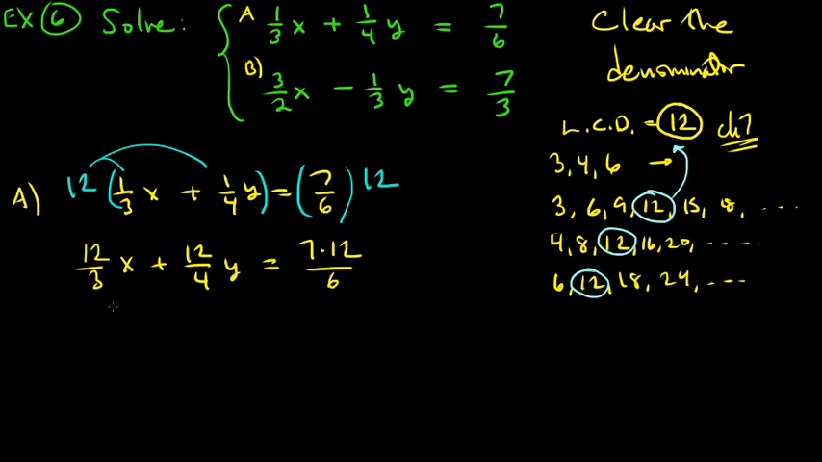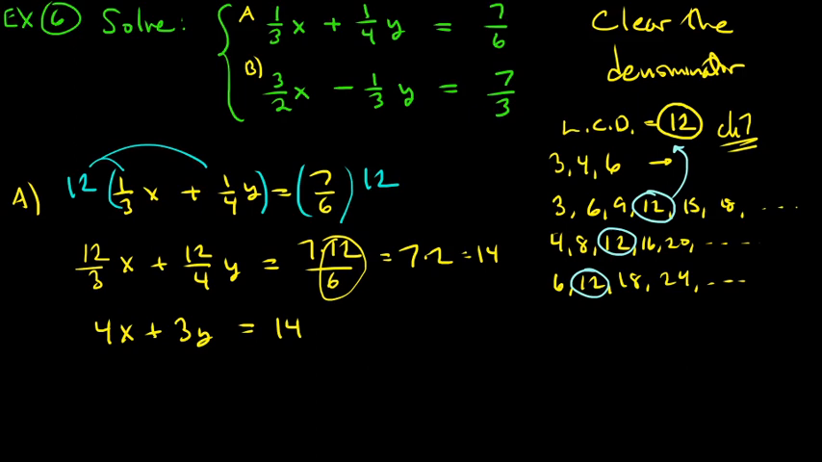Now 12 divided by 3 is 4, so 4x. 12 divided by 4 is 3, so 3y. And instead of doing 7 times 12, I'm going to do 12 divided by 6 first. 12 divided by 6 is 2, and 7 times 2 is 14. You could do it either way though, right? You can do 7 times 12, which is 84, and then 84 divided by 6 is also 14.